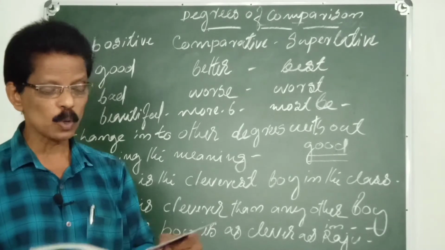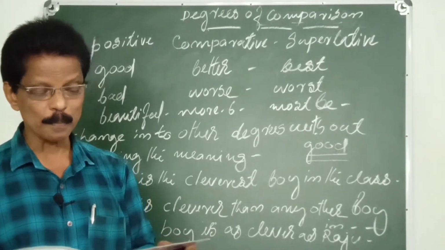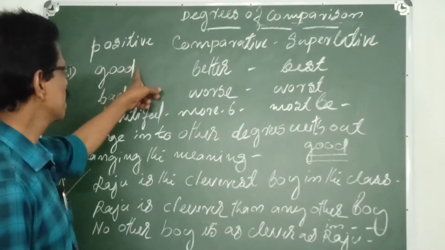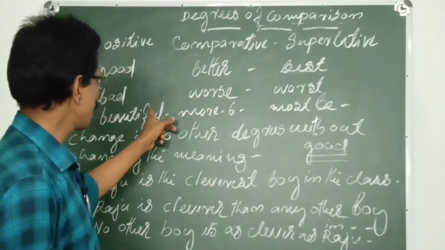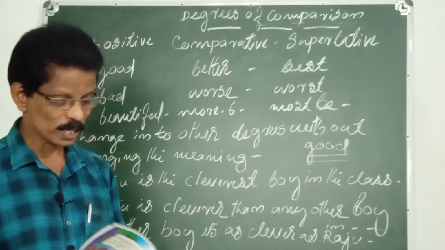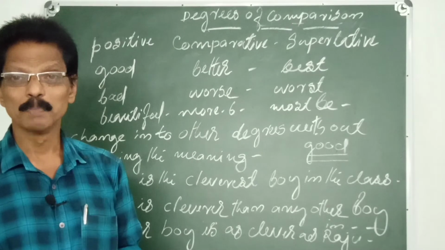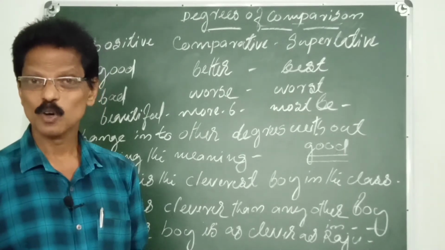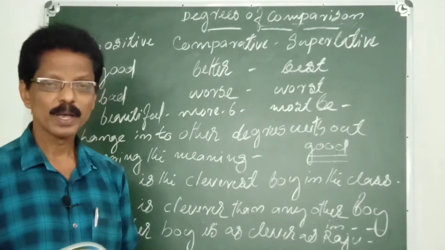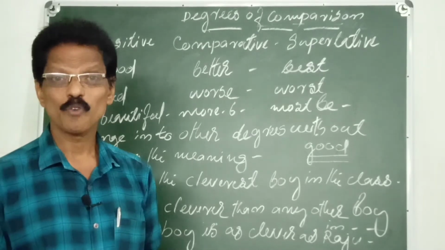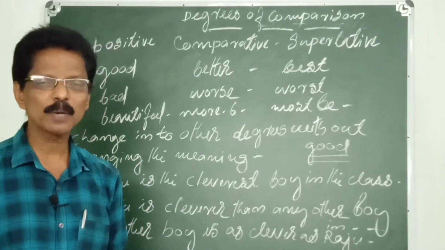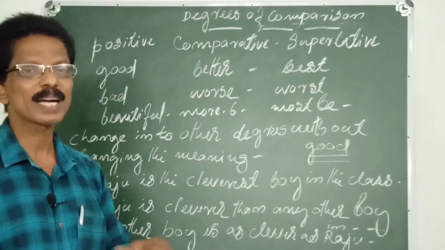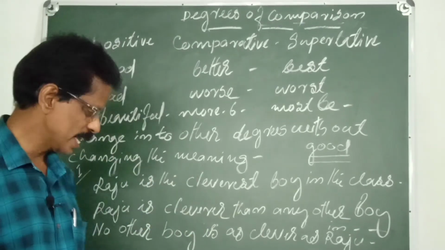See, unlike the above, some words change completely in other degrees. Just like good, better, best, bad, worst. Farther, farthest. So, change can be in two ways, either by adding more or most, or there can be a complete change. So, 3 degrees are there.